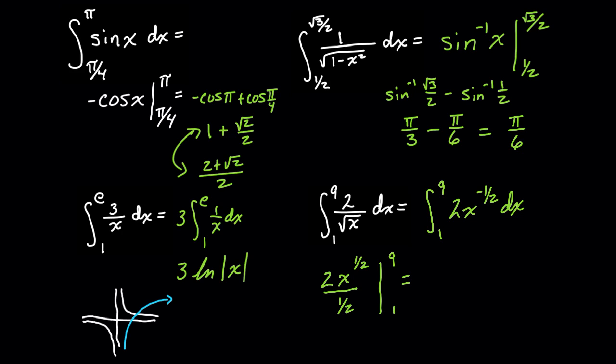So cleaning this up a little bit, 2 divided by a half would be the same thing as 2 times 2 over 1, which is 4 square root of x between 1 and 9. Substituting the upper limit in, you get 4 times the square root of 9, which is 12, minus 4 times the square root of 1, which is 4, and this comes out to 8 for your antiderivative.